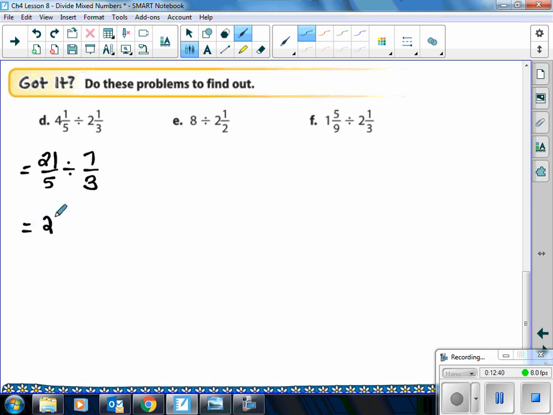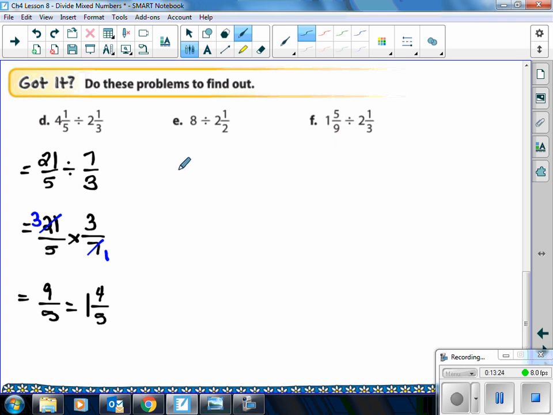So we have 21/5 times the reciprocal of 7/3 is 3 sevenths. And now we can simplify before we multiply. So 7 divided by 7 is 1. And 21 divided by 7 is 3. So when we multiply straight across, we end up with 9/5. How many times does 5 go into 9? Once. With how many left over? 4. And the denominator stays the same. Got it?